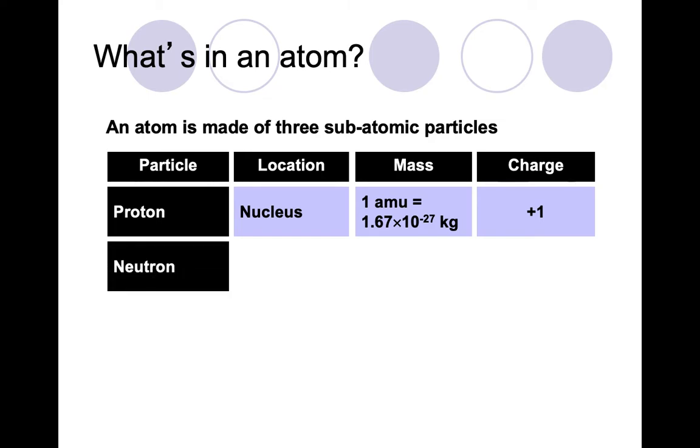Then we have a neutron. A neutron also lives in the nucleus, okay? It's also located in the center. Protons and neutrons are clustered in the center of the nucleus. It's the center of the atom.